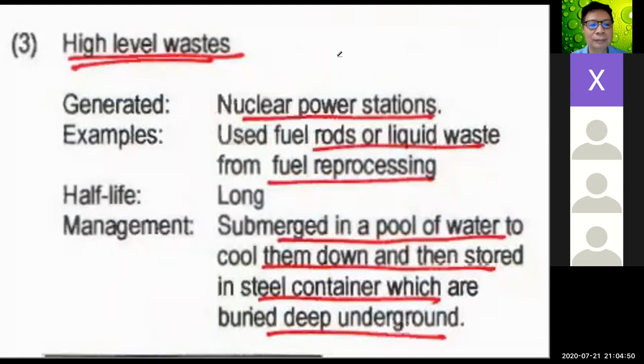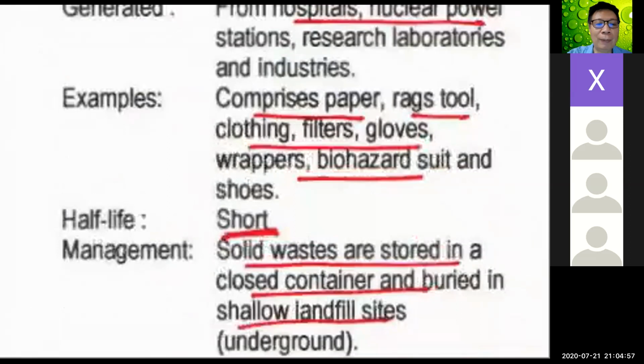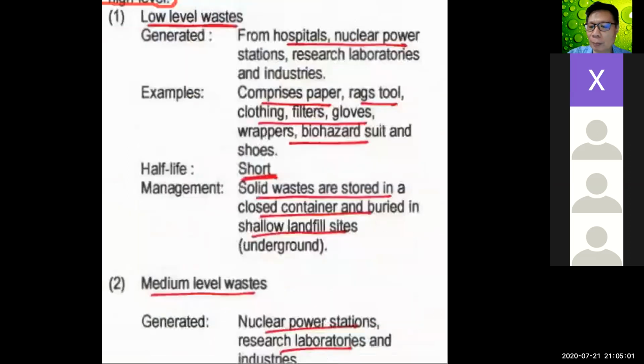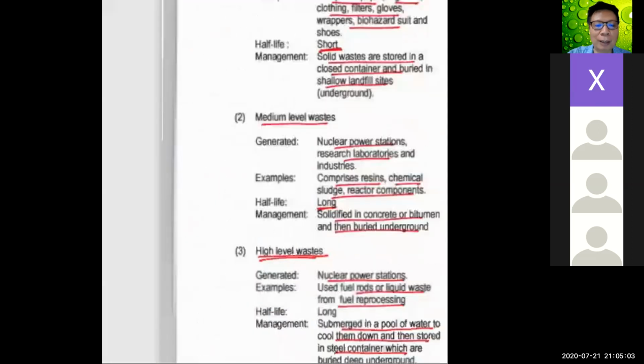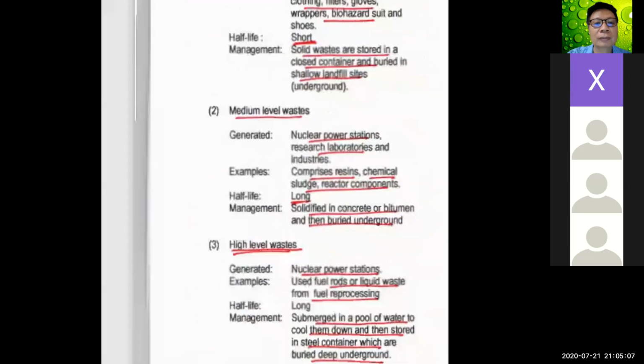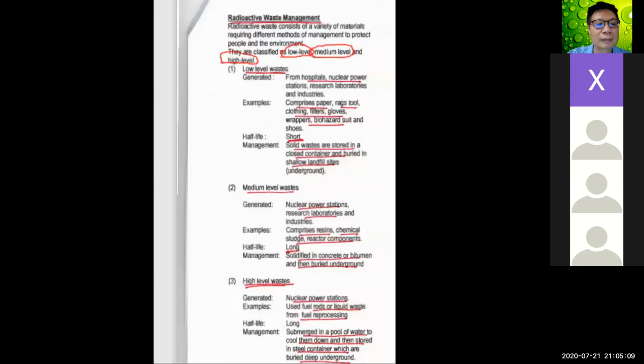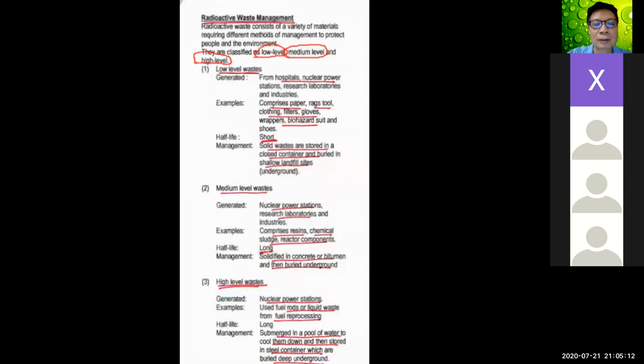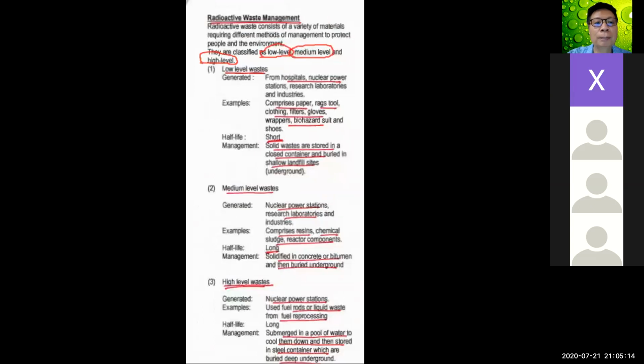Okay, so we have finished this already. A few minutes. I want you to memorize this. Memorize because it's important. A few minutes now. Memorize it. Management of waste product.